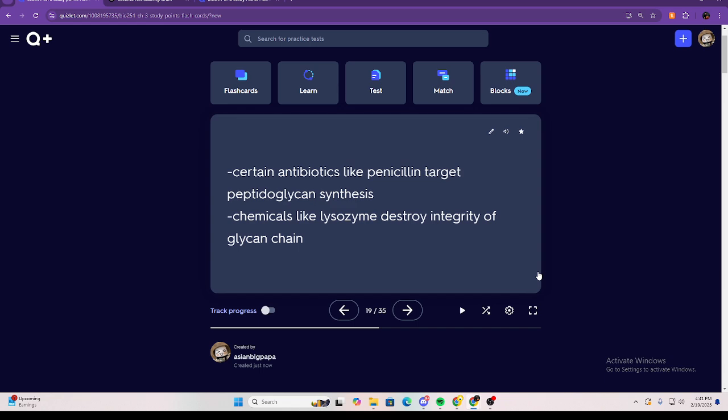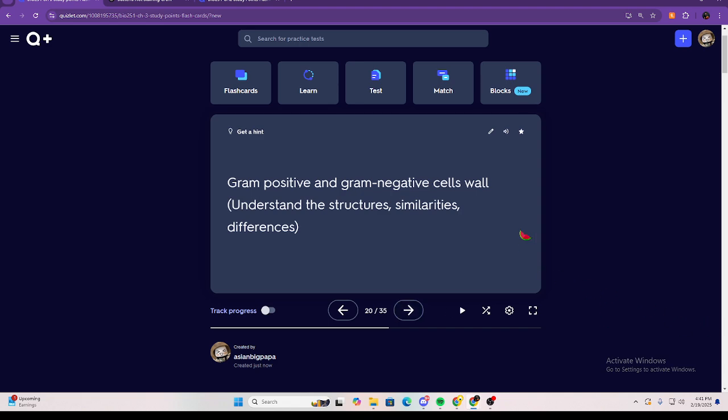And chemicals that affect peptidoglycan structure. So certain antibiotics like penicillin target peptidoglycan synthesis. And why is that effective against bacteria, not human cells? Is because why? Peptidoglycan is only in bacteria. Chemicals like lysozyme also destroy the integrity of the glycan chain, which is only in bacteria, not in human cells.